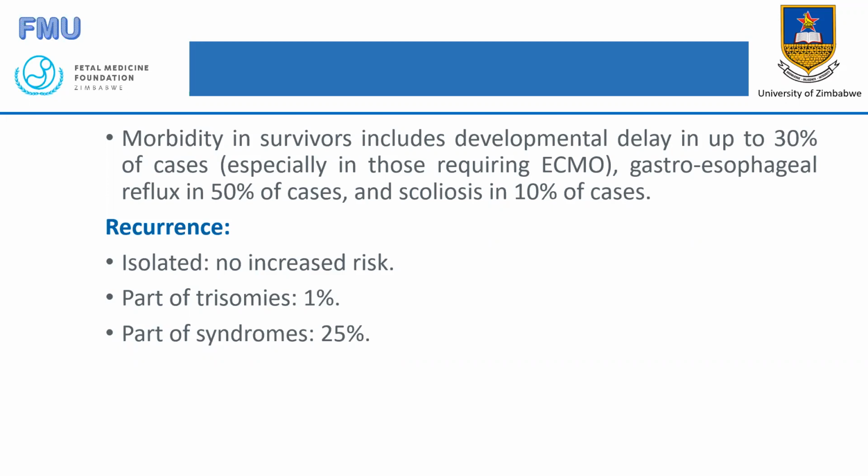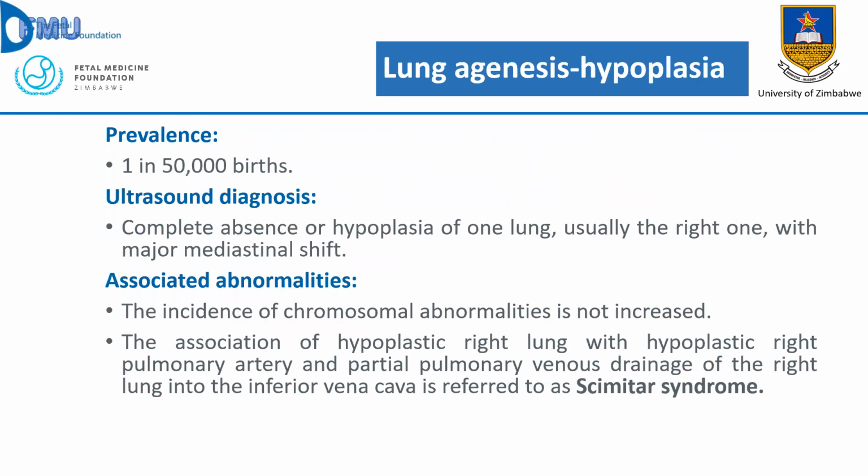Then there is no increased recurrence risk if it is isolated. Part of trisomy, again, 1%. Always remember this: when trisomies are involved, recurrence risk is 1%. Part of a syndrome, 25%. Like we said, it's autosomal recessive, so it's 25%.